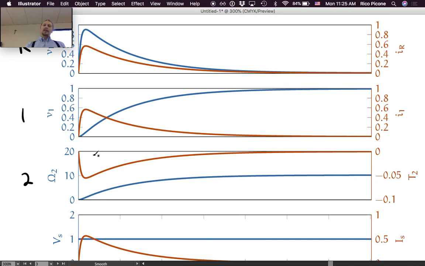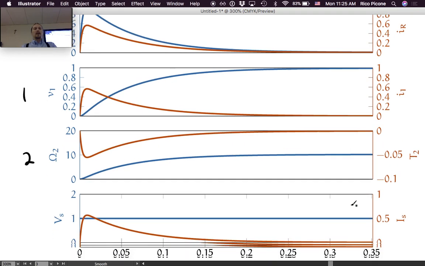Notice that the current and the torque look like they're just flipped versions of each other. The sign's just reversed and then scaled, right? Current and torque have the K_T, but they also have TF, relating them in a negative sense. And then the angular velocity, of course, is the same as all these angular velocities. It starts at 0 and it goes up to 10.